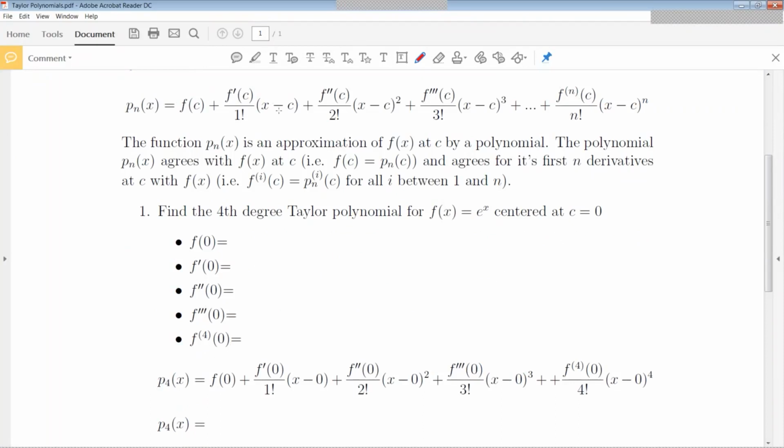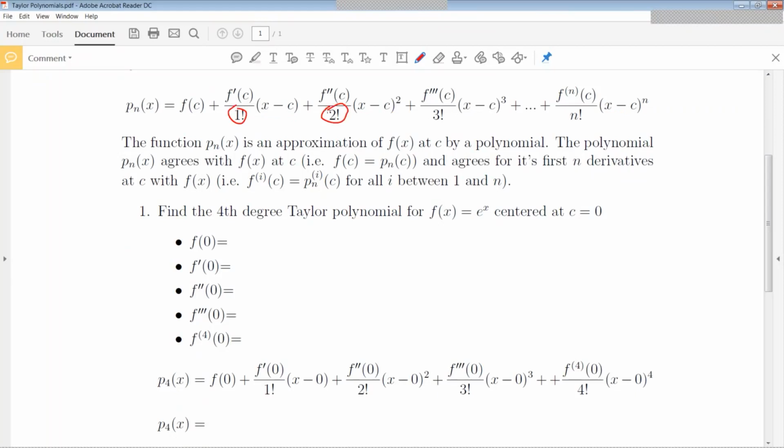X minus c, these are just polynomial pieces, right? These are just polynomial terms. Your tangent line, your linear term, your quadratic term centered at c, your cubic term centered at c, your nth degree term centered at c. And then the question is, well, why do I have these 1 factorials here and 2 factorials? What's the point of that? Why do those become important in this algorithm?